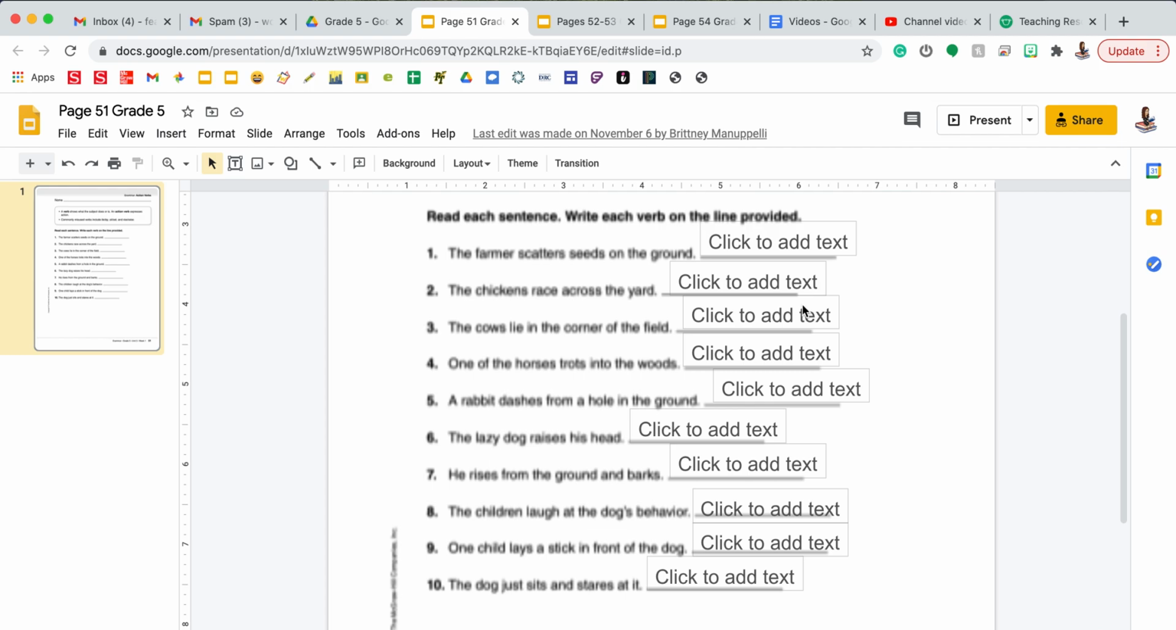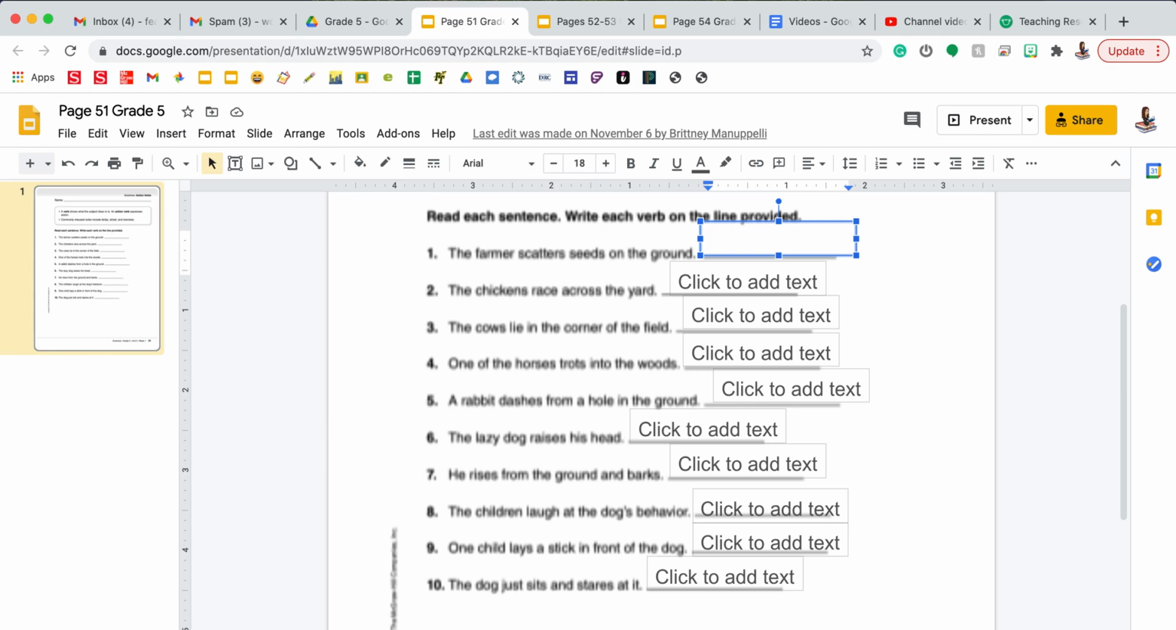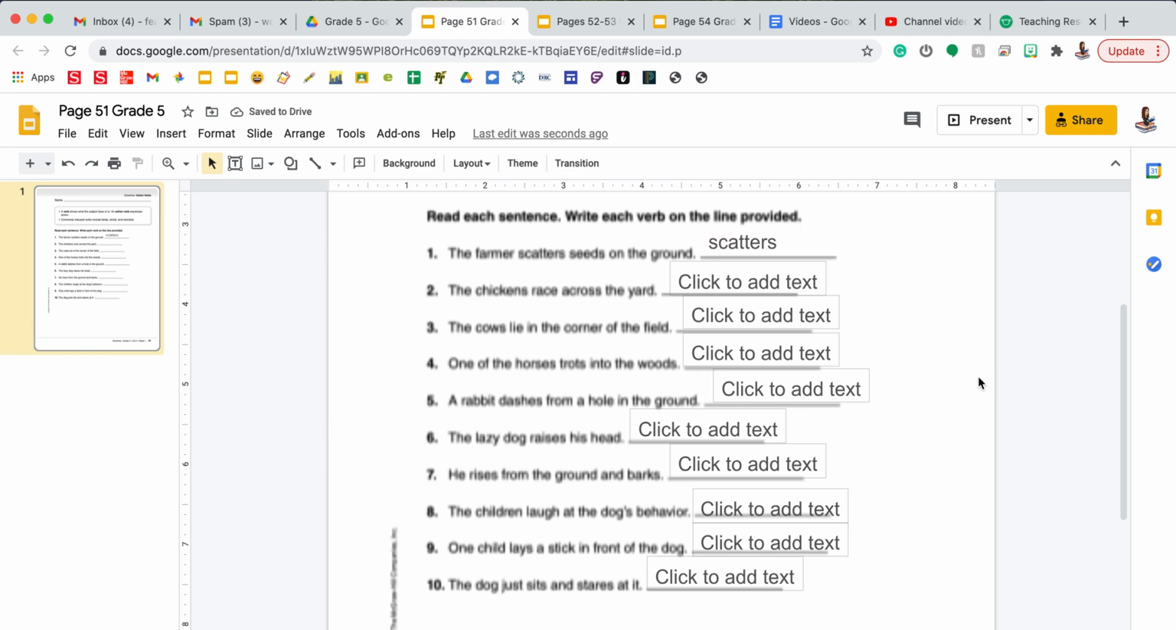Number 1 says, the farmer scatters seeds on the ground. The subject of this sentence is the farmer, and the verb, what he is doing, is scatters. So on the line, I'm going to type scatters. You will do these same directions for the rest of the page, 2 through 10, and again, this is assigned and due on Tuesday.